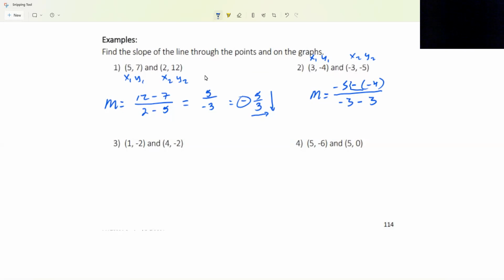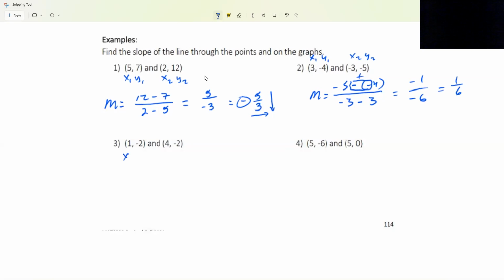Now you know what this is going to do. It's going to be like adding. So negative 5 plus 4 is going to give you negative 1. And then negative 3 minus 3 is going to give you negative 6. So you're going to get 1/6 out of the deal. Okay, you're done.